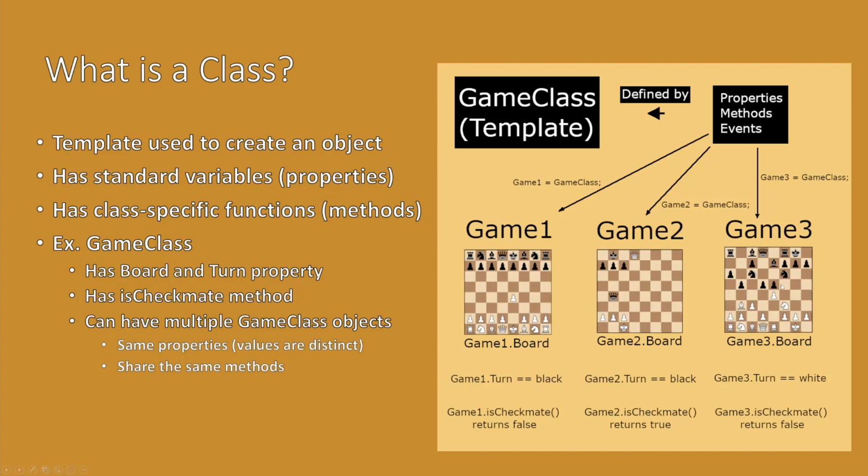So you can see the boards for all of these 3 games are different. Whose turn it is can also be different. And then the method itself is returning different values. So you can see in game 2 here, the white queen has just moved up to that back rank and checkmated black, so isCheckmate is returning true here. Yeah, and so that's just in MATLAB.